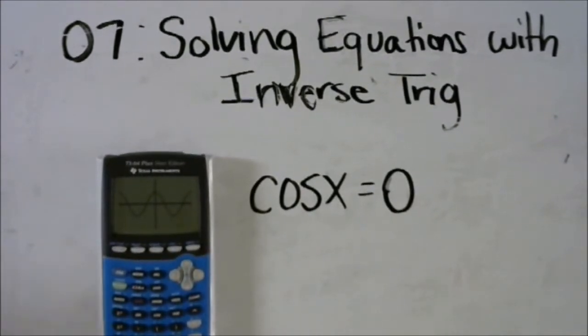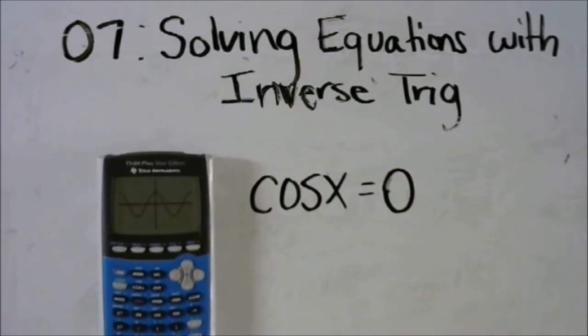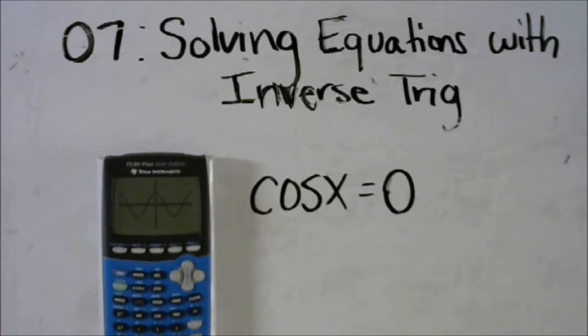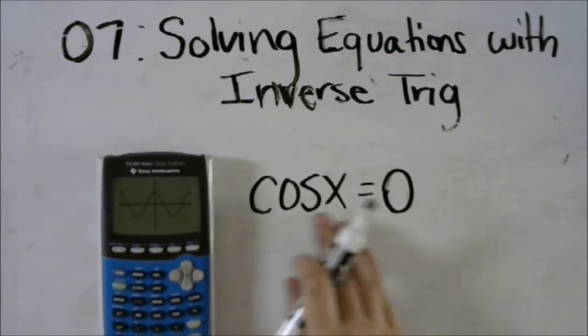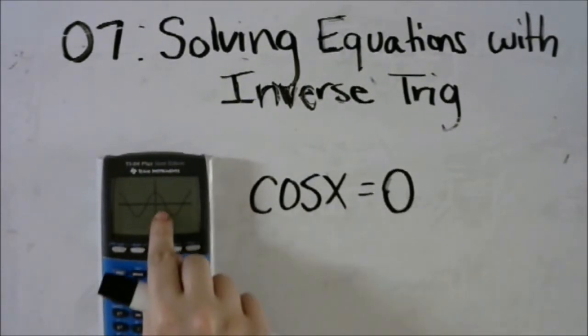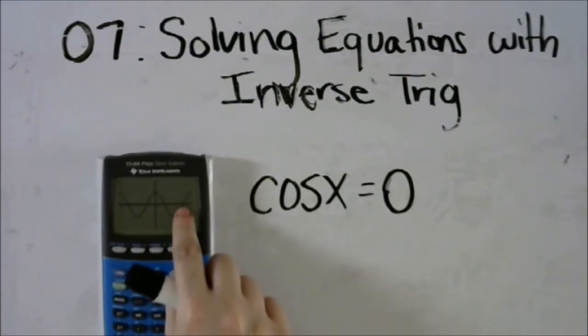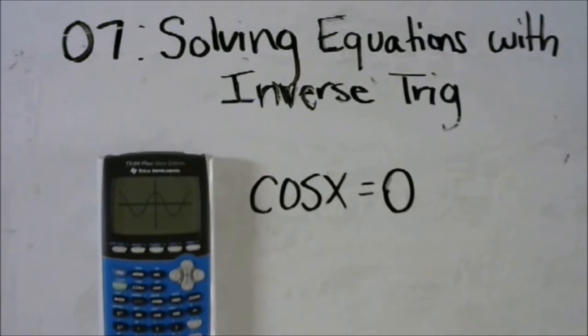Now, when solving an equation, we want to leave our answers in terms of all solutions and not solutions restricted to a specific domain and range like we were doing with our inverse functions. So for this example, I know that cosine x is equal to 0 when x is equal to pi halves, 3 pi halves, negative pi halves, and negative 3 pi halves. So these are all values that repeat on rotation.